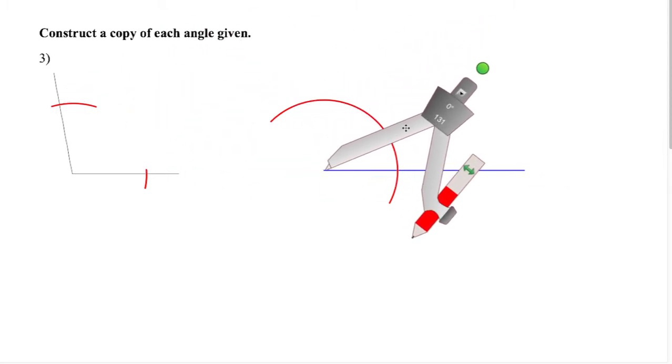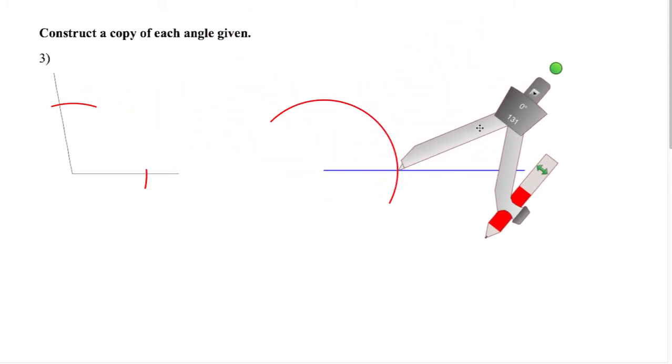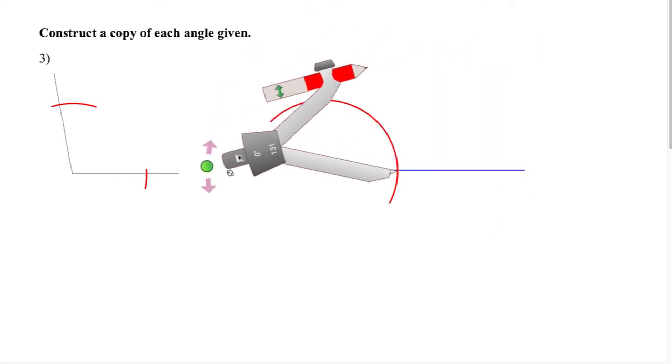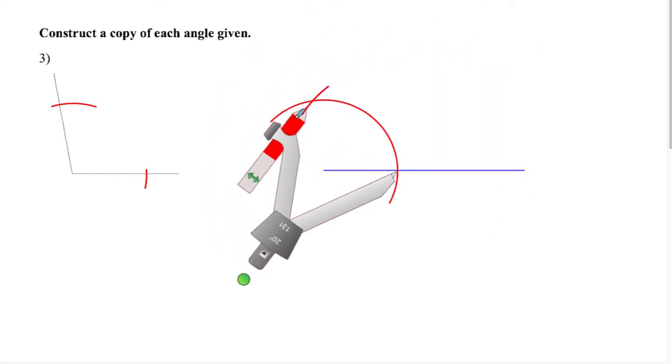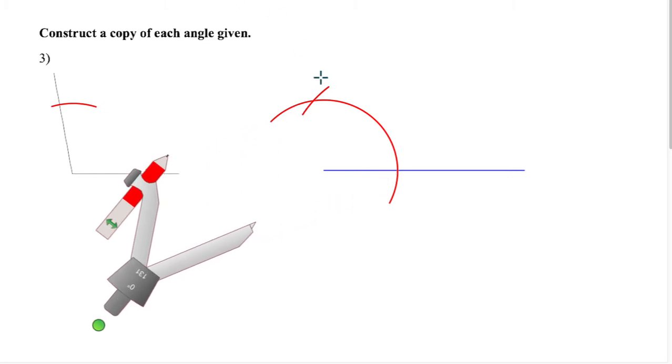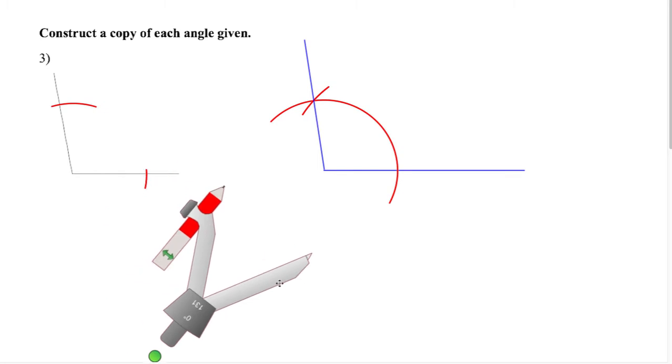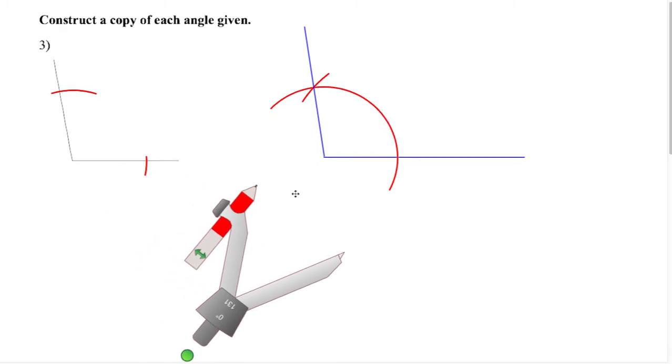And then I'm going to put the metal end of my compass right here and find the intersection mark, which happens to be right there. Oops. So my angle comes from that vertex up through that intersection mark, and I have copied the angle. If I stand back and look at it, I'll say, oh yeah, those two angles do indeed look the same.